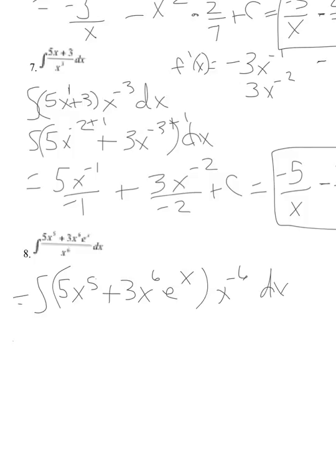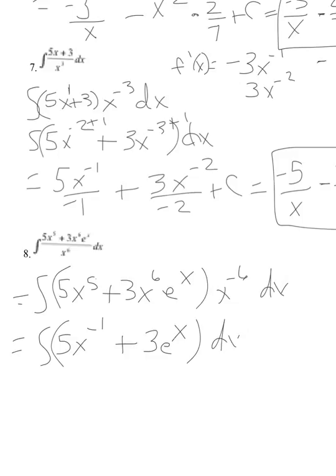So if I do that, let's rewrite it. We haven't integrated yet, so keep your integral symbol. And what would an x to the 5th times an x to the negative 6th be? 5 times x to the what? Negative 1. Plus, what happens here if I multiply 3 times x to the 6 times e to the x times x to the negative 6? What does x to the 6 times x to the negative 6 end up being? X to the 0, which is 1. In other words, they would cancel out, and I would be left with 3e to the x. That is what I want to integrate.